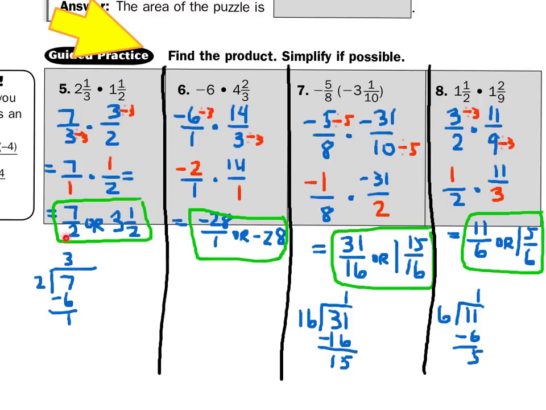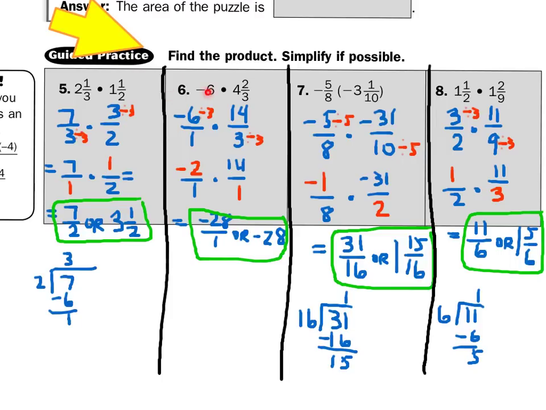1 times 2 gives me 2. And now you can write it as an improper fraction, 7 over 2, or do the in and out. 7 goes on the inside, 2 goes on the outside, and divide. 2 goes into 7 3 times. And there's 1 left over, so we write it as 3 and 1/2.